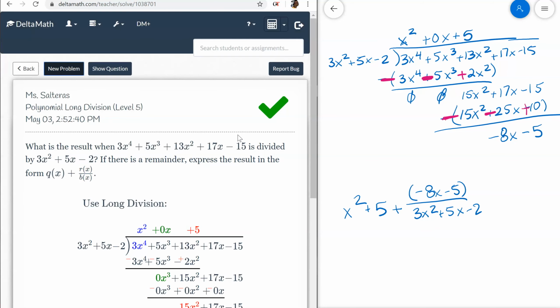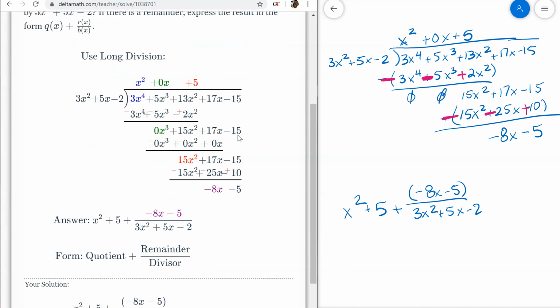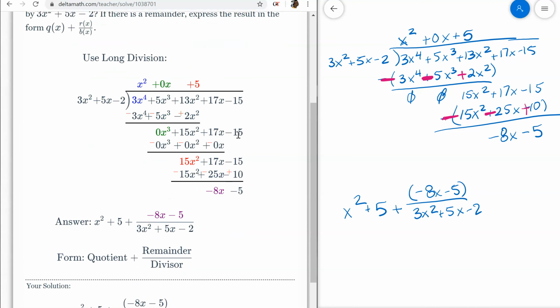Again, the most common mistakes will come from your signs, because if your signs are wrong, then obviously when you're adding straight down or combining, your new numerical value would be wrong.